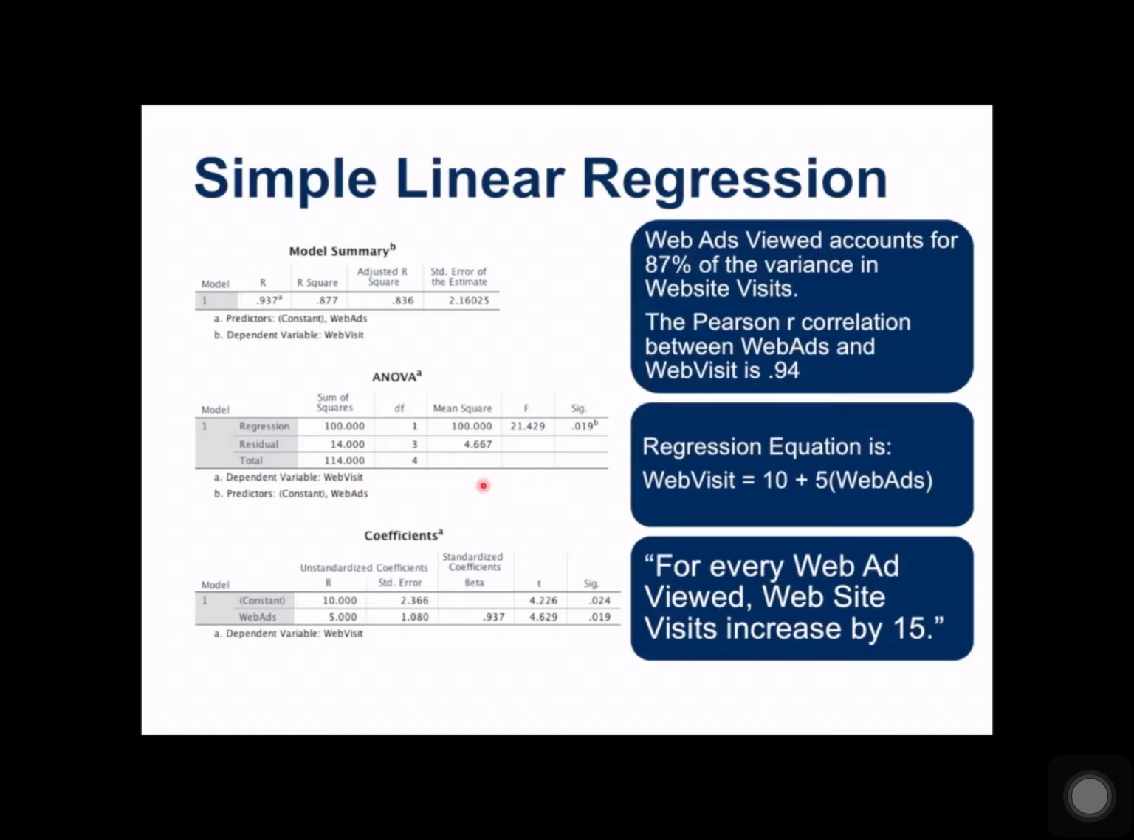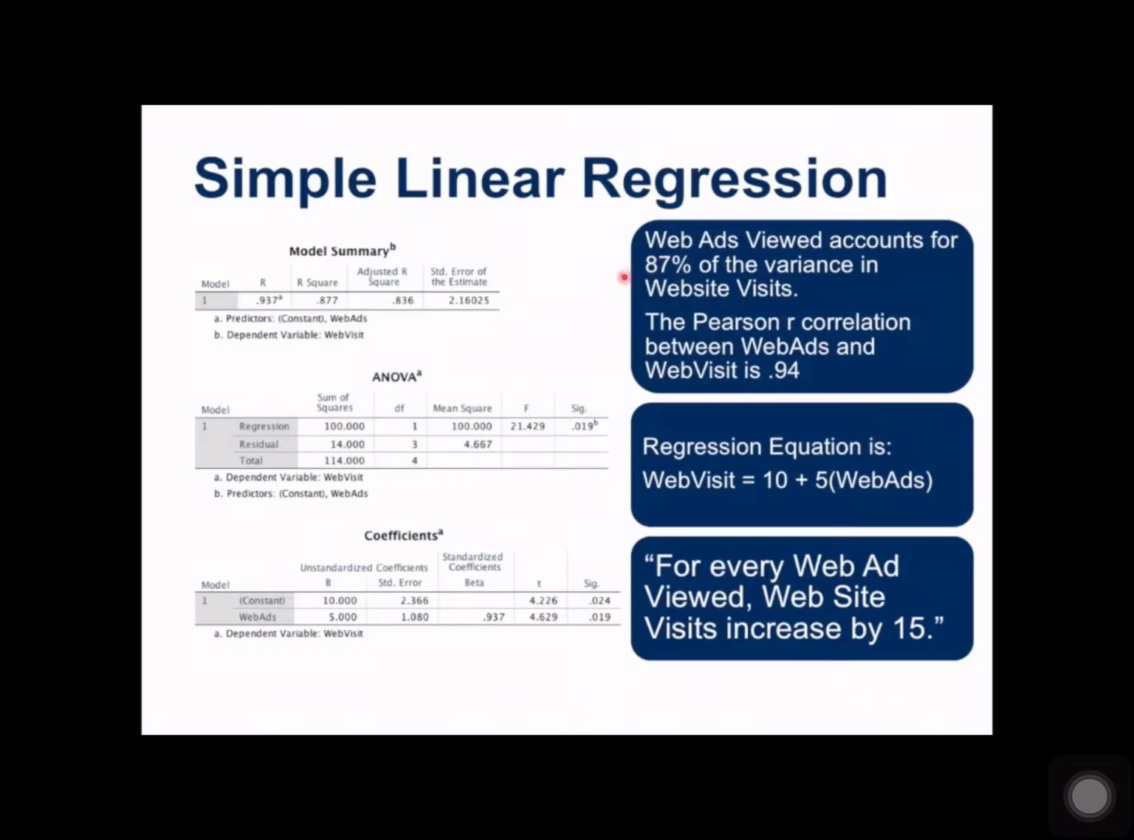Now, in the case where there's only one predictor, these two interpretations for the overall ANOVA model and the coefficient are going to be the same because there's only one predictor. But this will become more important when we get to multiple regression. You'll understand why there's another table. And here we have the actual coefficient for web ads that have been viewed, predicting our dependent measure of website visits. This is a t-test, and it's significant. And so here's some interpretations.